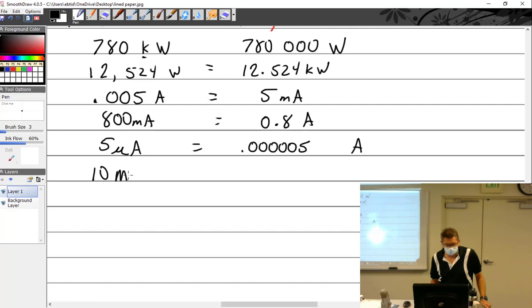10 megaohms. This is a symbol for ohm. Unless you're my daughter, then it's the symbol for Lululemons. So you have 10 Lululemons. How many is that in ohms?